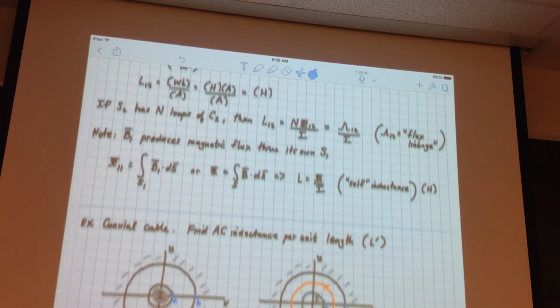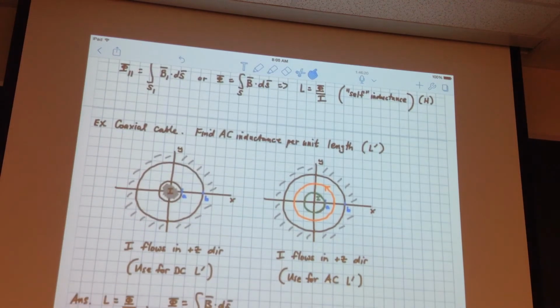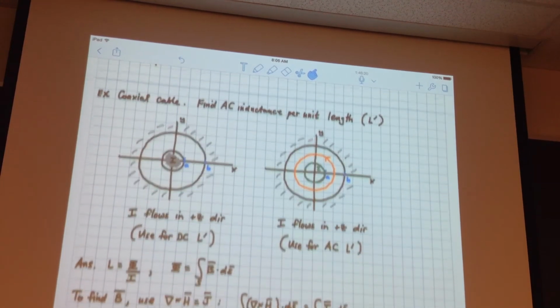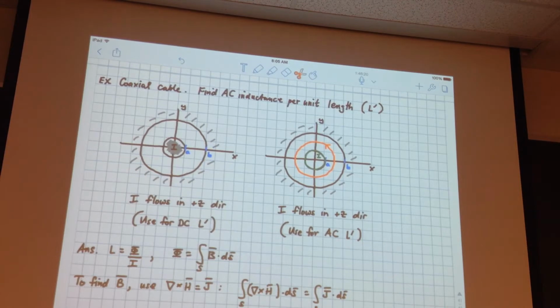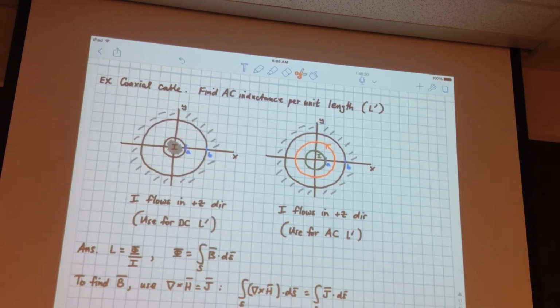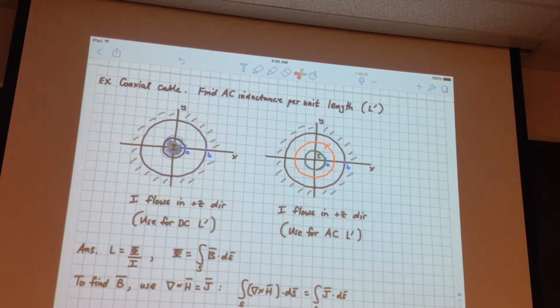Okay, so how do we apply this for something like a coaxial cable? We're asked here to find the AC inductance per unit length. If you have a coaxial cable, here's the cross section, you've got an inner conductor and an outer conductor. The radius of the inner conductor is a, and the radius of the outer conductor is b. If you're operating in DC, then that current flows entirely inside of that inner conductor. We'll talk about that a little bit more today.